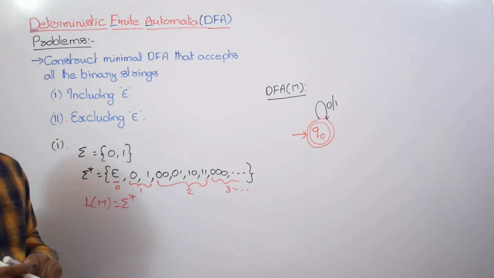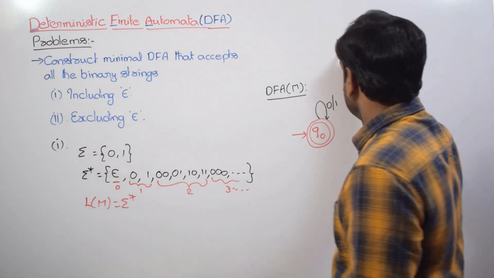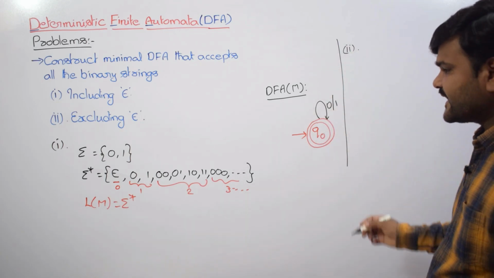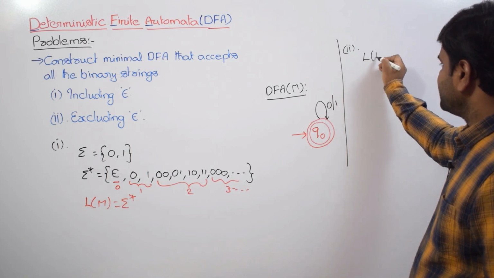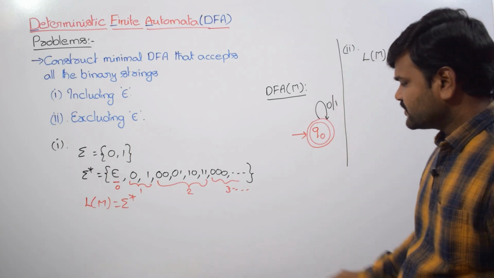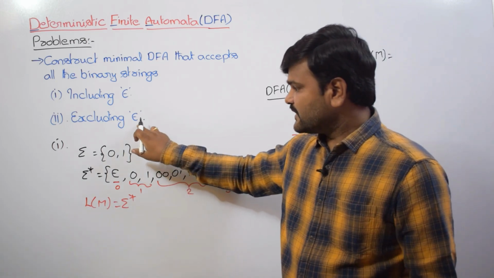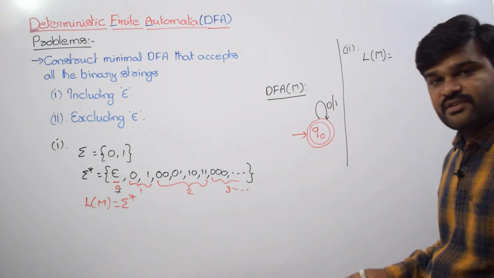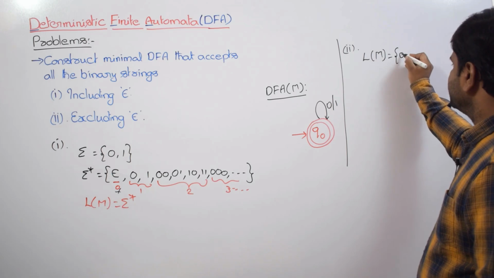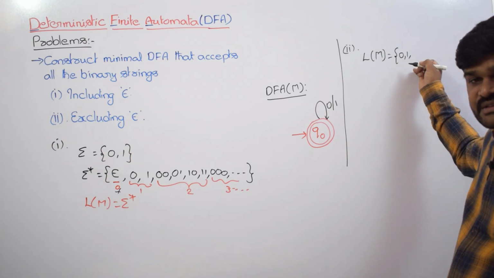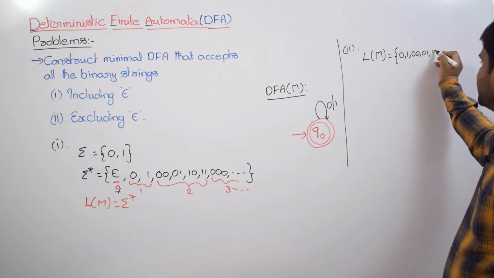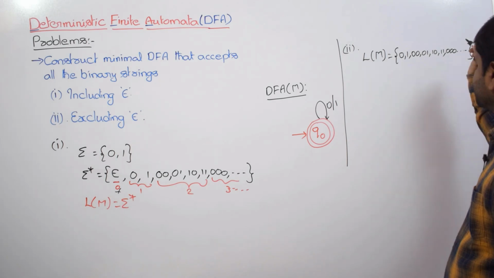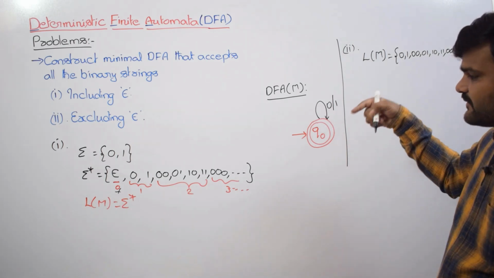Now the second one is also very simple: excluding epsilon. Excluding epsilon means the language of the machine should not be taken directly as this one. We exclude the 0 length word and consider the remaining: 0 and 1, the one length words, then 00, 01, 10, 11, the 2 length words, and it continues like that. So that is the language of the machine.